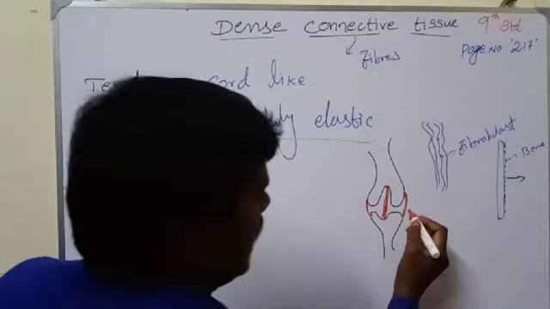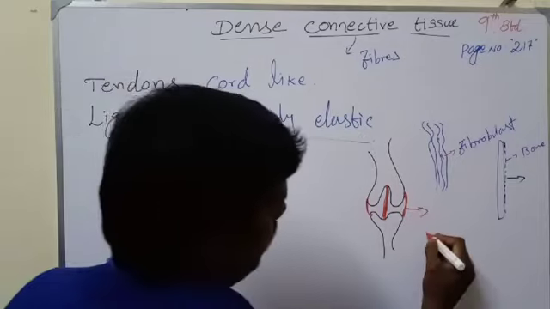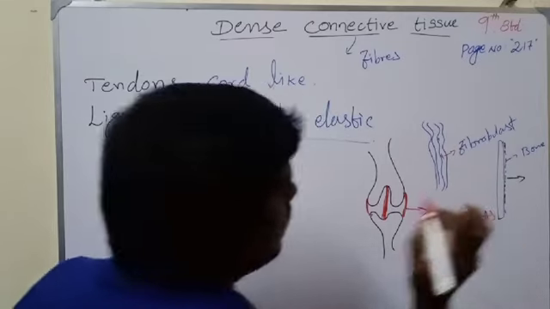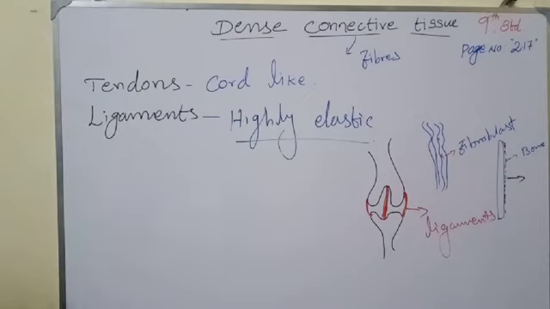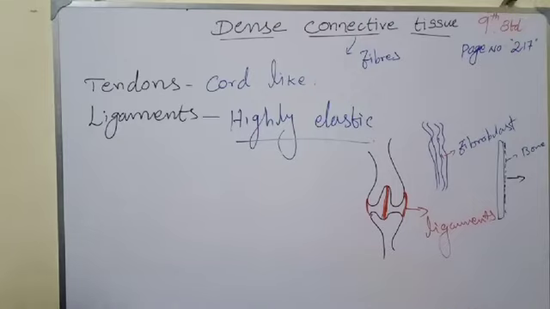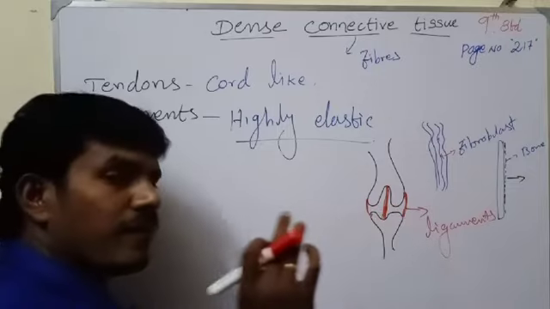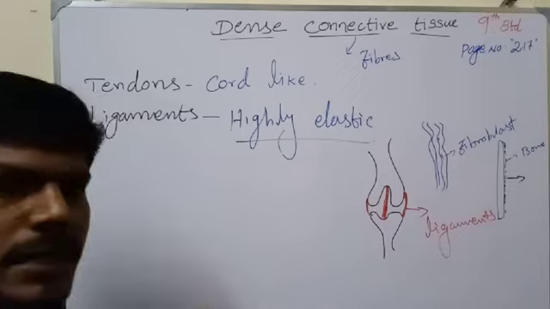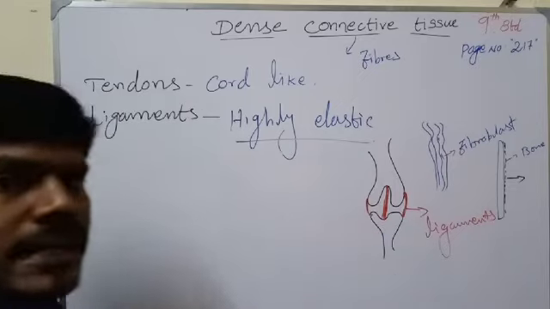This is the ligament. This ligament has high strength, with great strength connecting bone to bone, and it contains very little matrix. The matrix is necessary here because it gives flexibility.